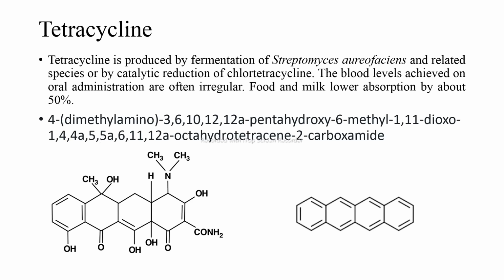Now check out the structure of the tetracene, which is at the right side of the slide. This is the structure of the tetracene with the tetracycline structure. If you check, a few double bonds are missing. In the tetracene structure, the double bond is between the first position and the second position, but over here it is missing. There is no double bond at the first position, hence they have mentioned 1.